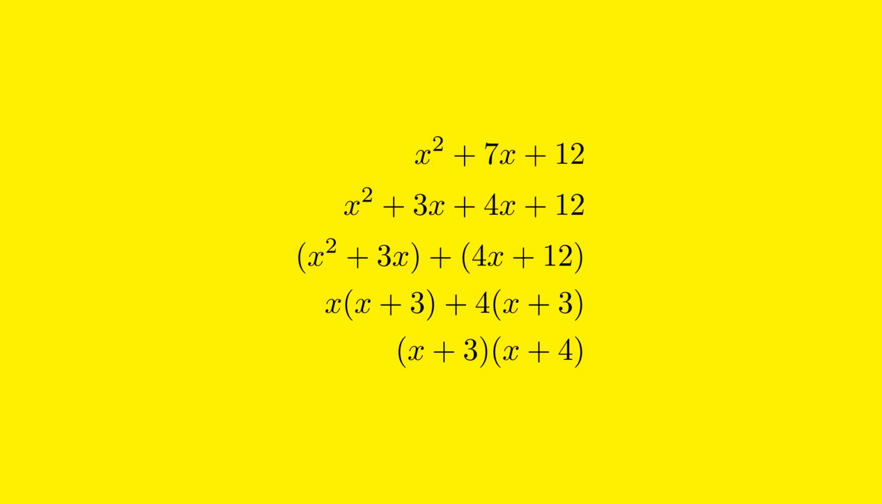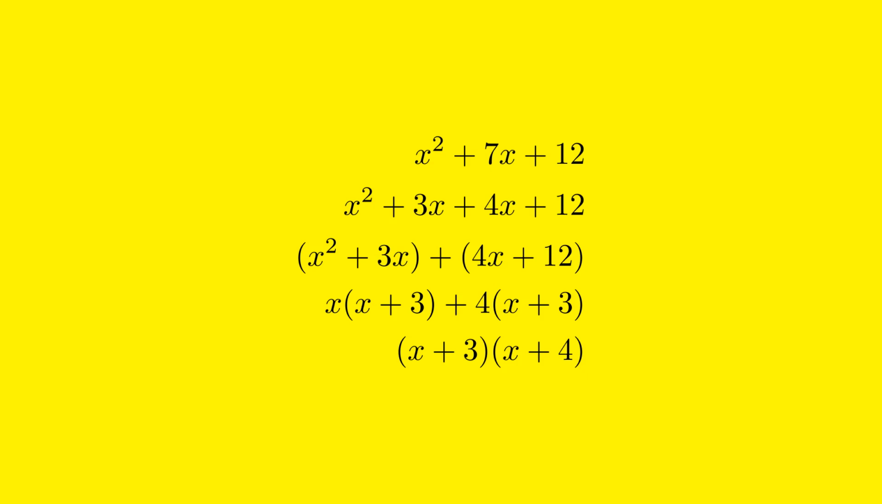Rewriting the equation as x squared plus 3x plus 4x plus 12 grouped as (x squared plus 3x) and (4x plus 12), and then factoring out the greatest common factor from each pair. In the first group x squared plus 3x, the greatest common factor is x. So we factor out x from x squared plus 3x, giving us x multiplied by (x plus 3).